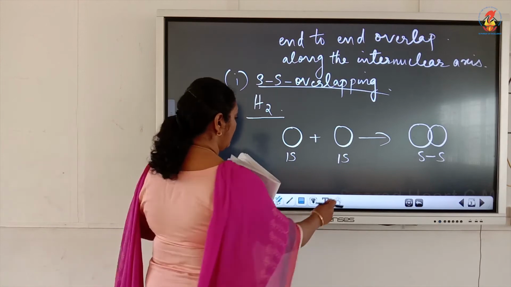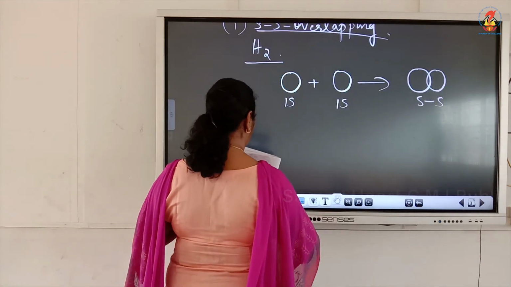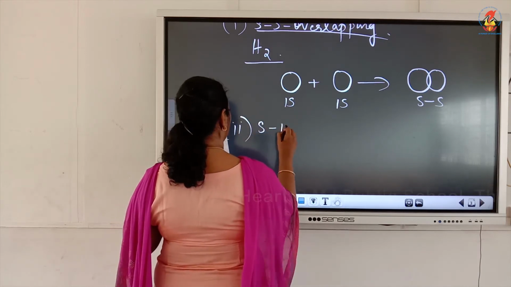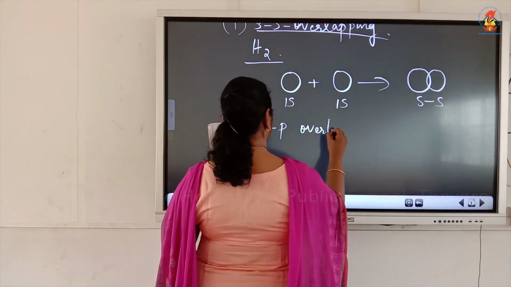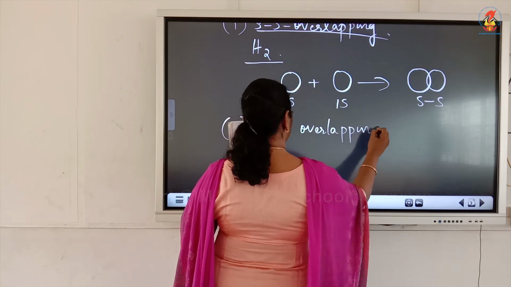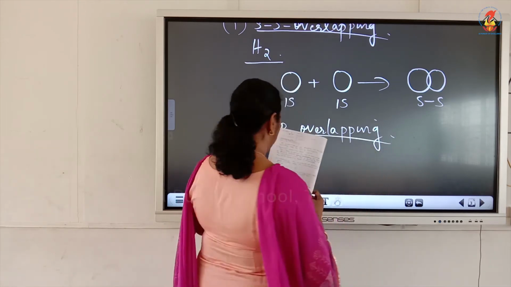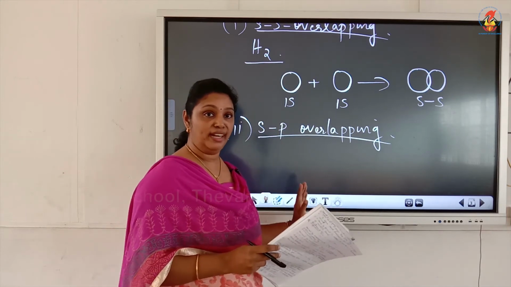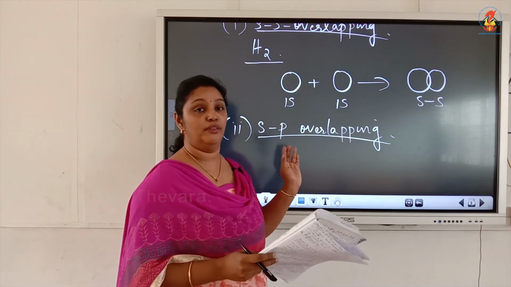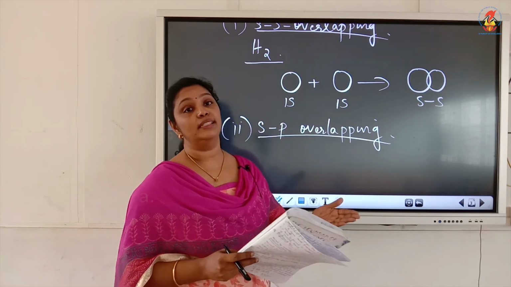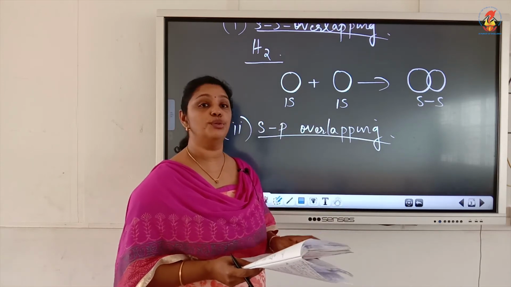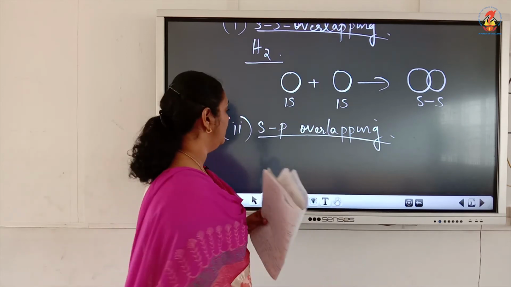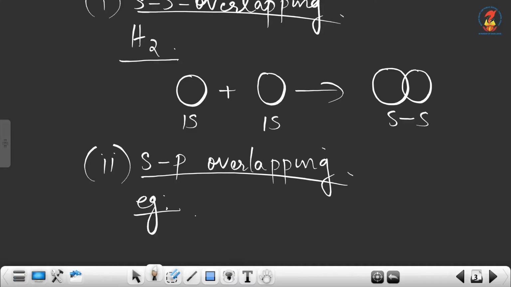Now, the second type of overlapping is sp overlapping. Here, overlapping between a half-filled s orbital of one atom and a half-filled p orbital of another atom along the internuclear axis will give rise to sp overlapping. An example for sp overlapping is the hydrogen fluoride molecule, HF.